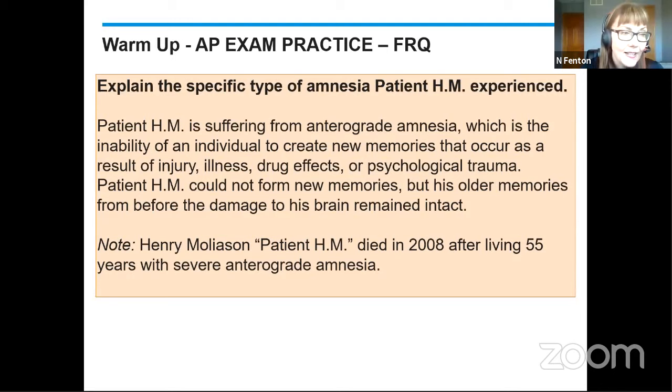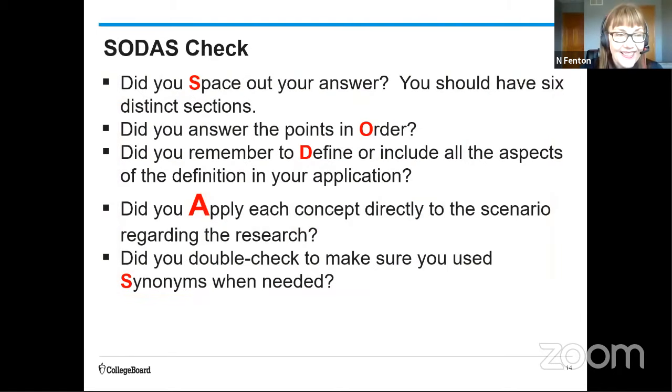Okay, so taking a kind of a global look at your FRQ practice, did you space out your answer? Ooh, it says 6 distinct sections. It should say 4. This is a shorter FRQ. Did you answer the points in order? Did you define all aspects or make sure you included that definition in your application? And most importantly, did you apply? The apply is what's scored. So did you have enough support that you fully answered the prompt?